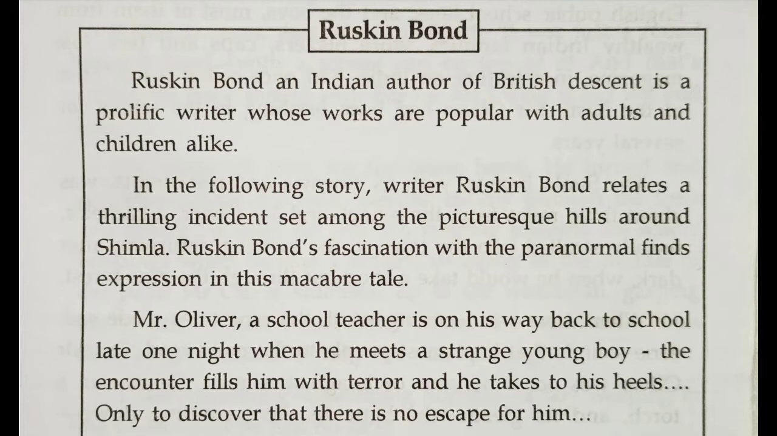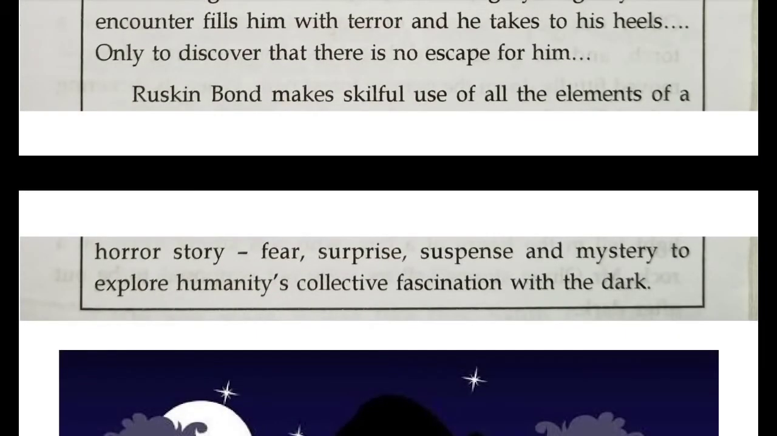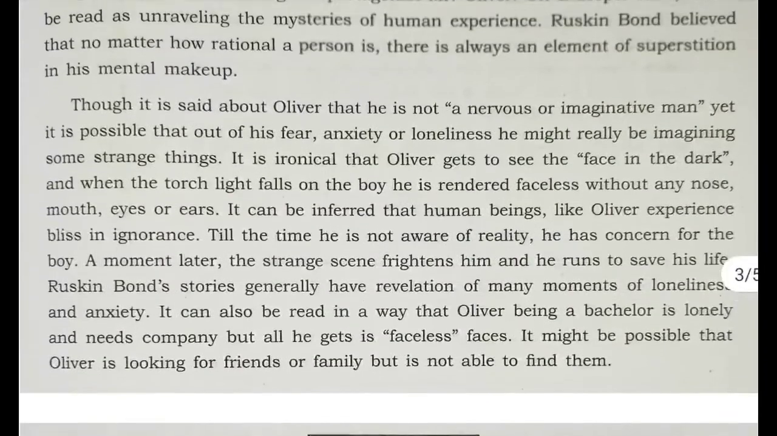Now, the story: Mr. Oliver is a school teacher. He's an Anglo-Indian teacher. He's a bachelor, and he's on his way back to school late one night when he meets a strange young boy. The encounter fills him with terror, and he takes to his heels, only to discover that there is no escape for him. Ruskin Bond makes skillful use of all the elements of a horror story: fear, surprise, suspense, and mystery, to explore humanity's collective fascination with the dark. So this is what your textbook says about Ruskin Bond and about the story.